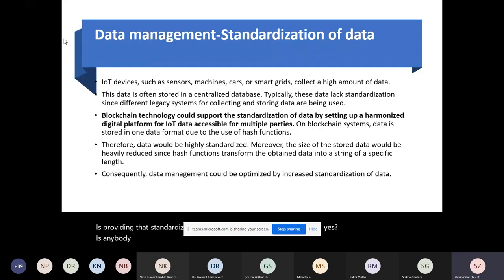So that standardization of data is provided with the help of blockchain. And the most important thing is that your data management needs to be optimized, because once your data is standardized and once your IoT devices, talking about sensors, machines, cars, they are carrying a lot of data. Unless and until that data is analyzed or standardized, it is of no purpose.